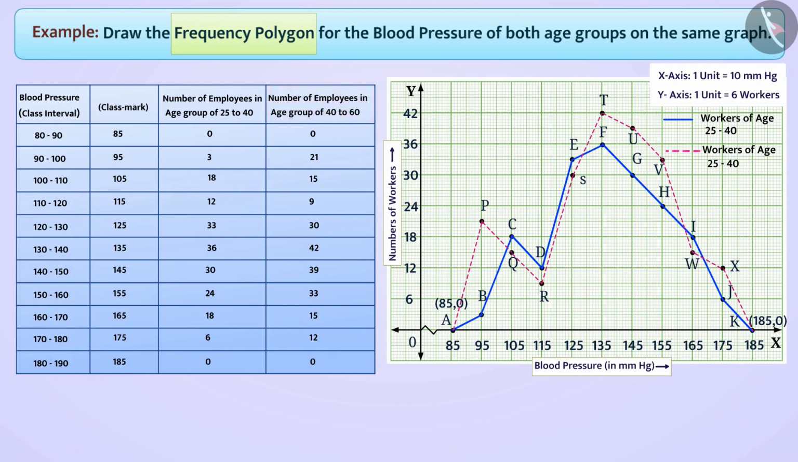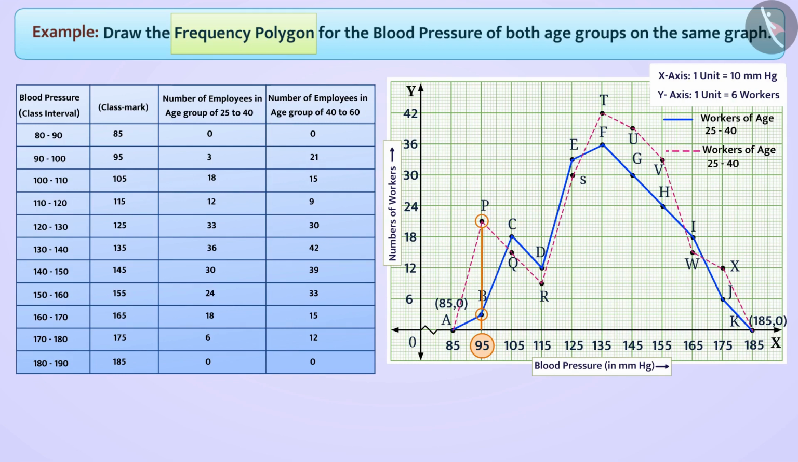Can you get any information from this graph? Think. Let me tell you, we can get various information from this graph. For example, if we look at the vertical line of blood pressure 95, then it is known that those employees whose blood pressure is 95 mmHg are lower in age group of 25 to 40 as compared to those in age group of 40 to 60.